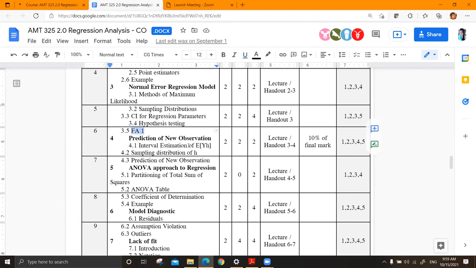FA1 means formative assignment 1. I might not give this assignment at this point itself, but I will inform you how I'm going to give this. Actually, I thought of giving you assignments rather than a mid-term, because you can score more. But I expect you to do the assignments on time and submit them on time, because late submissions would not be accepted. It's really hard to handle late submissions, and it's really unfair to those who submit on time. So that's why I am strict about this.